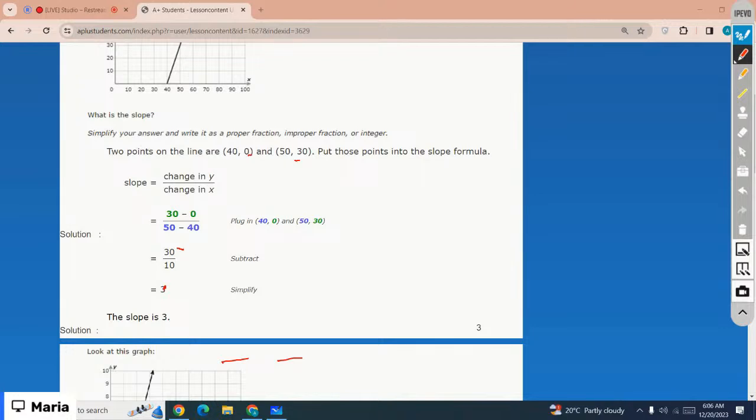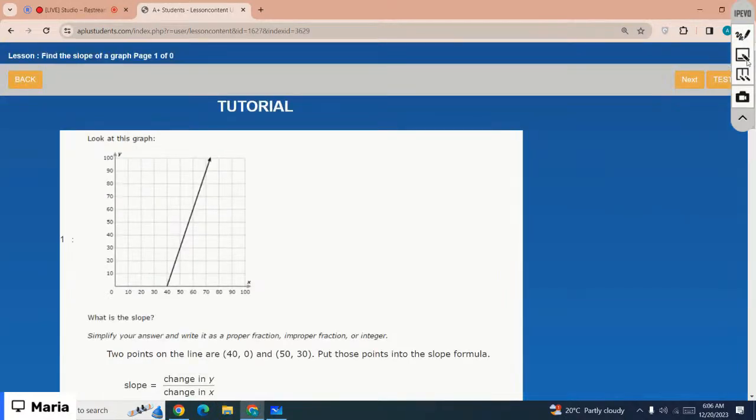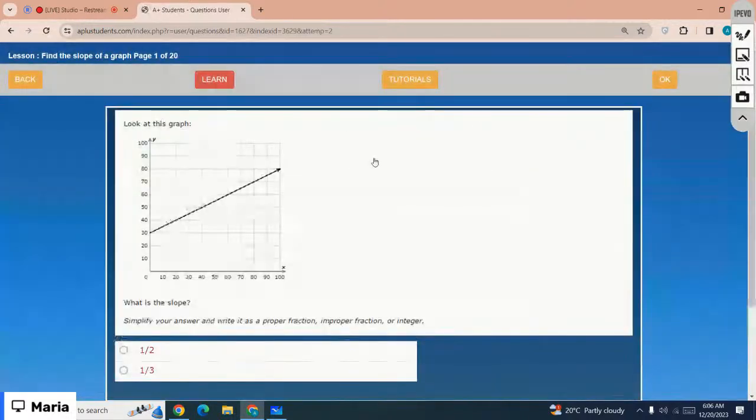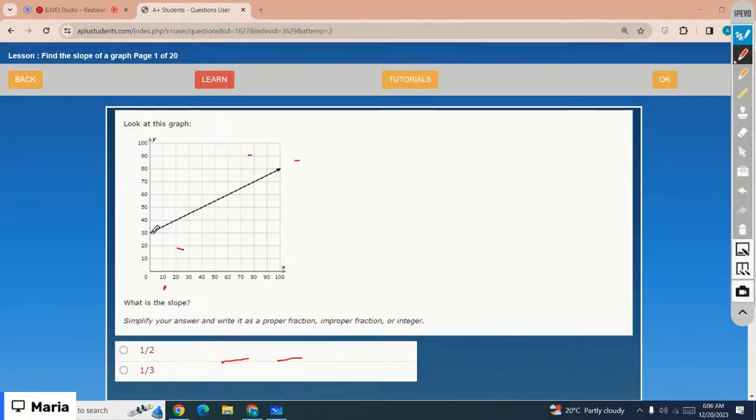Let's just start with the test questions. Okay, look at this graph. Now just see any 2 points on the graph. The first one is this, that is x is 0, y is 30. You have 0 and 30. The other point is this one, 20 and 40. You need to calculate the slope.